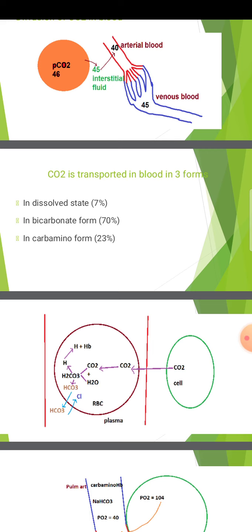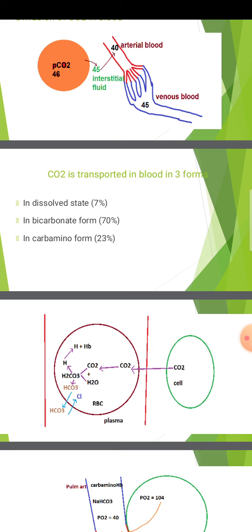First, in the dissolved state, which constitutes 7%. Then in the bicarbonate form, which is the major route of the transport of CO2, and it comprises 70% of the total transport. And third is in the carbamino form, and that forms the 23%. So let's talk about the dissolved state.